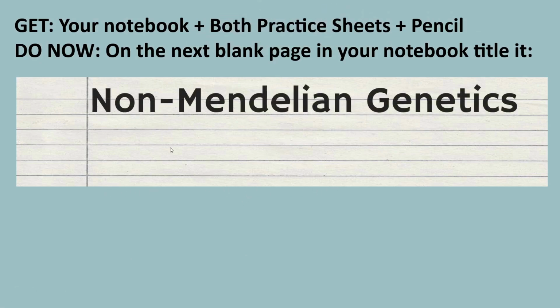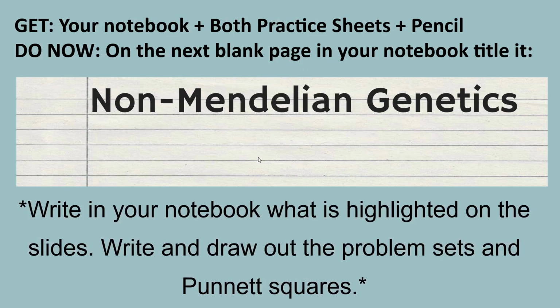By now, you should have non-Mendelian genetics written at the top of the next blank page as your title. As we move through this, I would like you to write in your notebook what is highlighted on the slides. Also write and draw out the problem sets and the Punnett squares. This will include additional information such as phenotypic ratios.